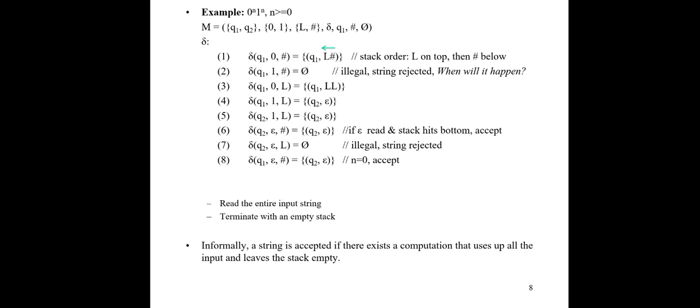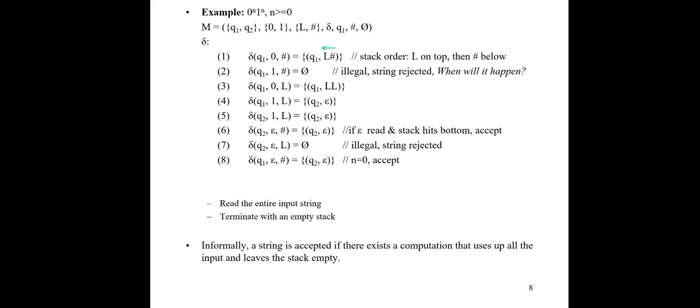If you see this delta Q1, comma 0, comma hash, the resultant state is Q1, and you are pushing the element into the stack. So already the stack is having hash. Hash is the bottom of the stack. Now for the 0, I push L. Now when you find 1 and you are in the state Q1, you don't do anything, null. So when you find L, when the input is 0, it means that you are pushing it. That is, all zeros I push.